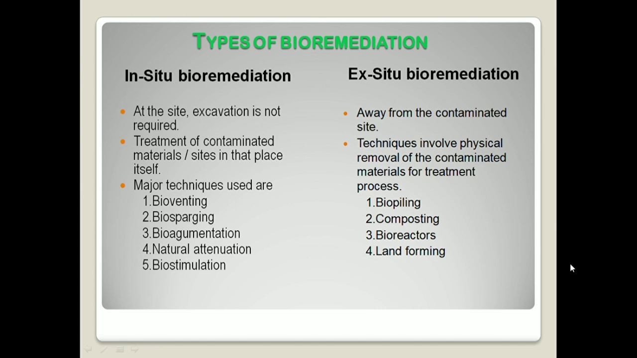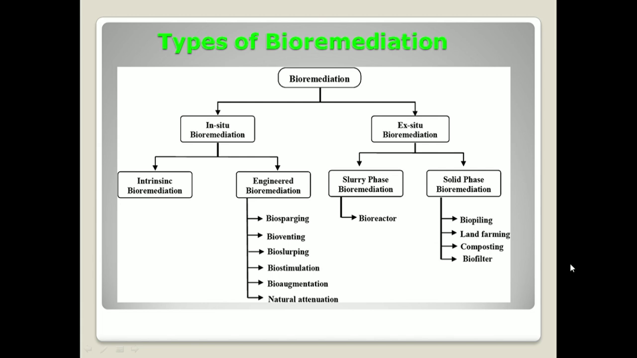Ex situ bioremediation. This process is carried out away from the contaminated site. The technique involves physical removal of contaminated materials for the treatment process. The techniques under this type of bioremediation are biopiling, composting, bioreactors, and landforming. This slide shows the types of bioremediation according to the technique used.